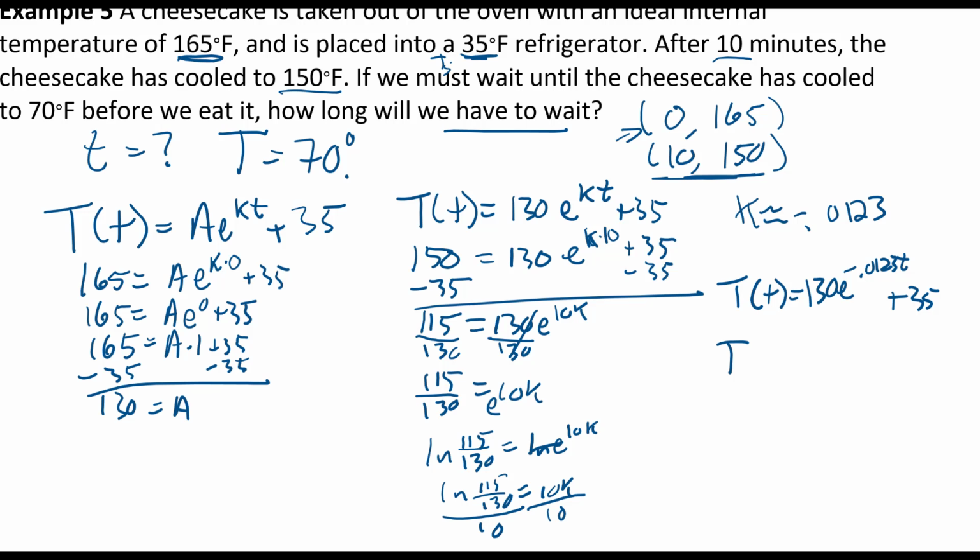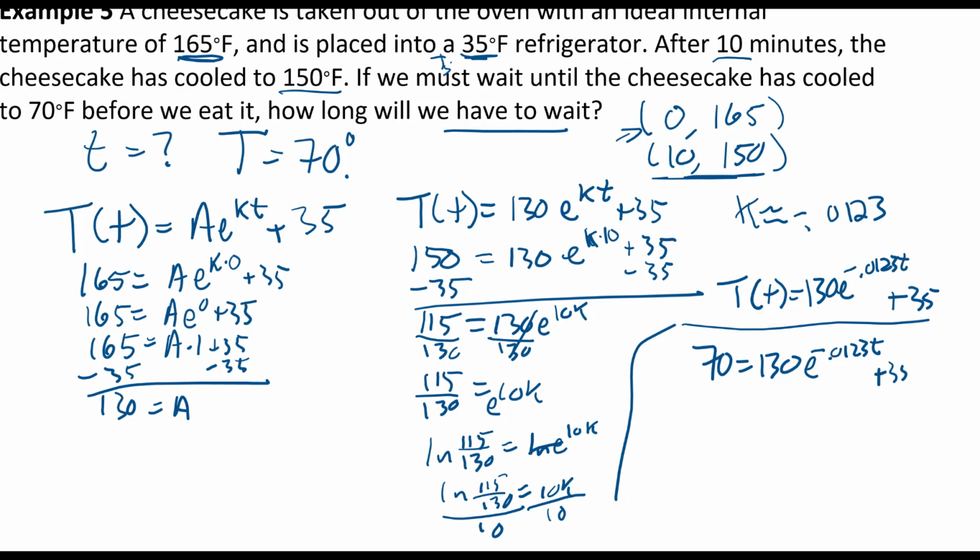So what is it going to be after 10 minutes? No, when is it going to be 70 degrees is the question. So that means our temperature becomes 70. So 70 equals 130 times e to the negative 0.0123 t plus 35. So we subtract 35 from both sides. So 35 equals 130 e to the negative 0.0123 t.